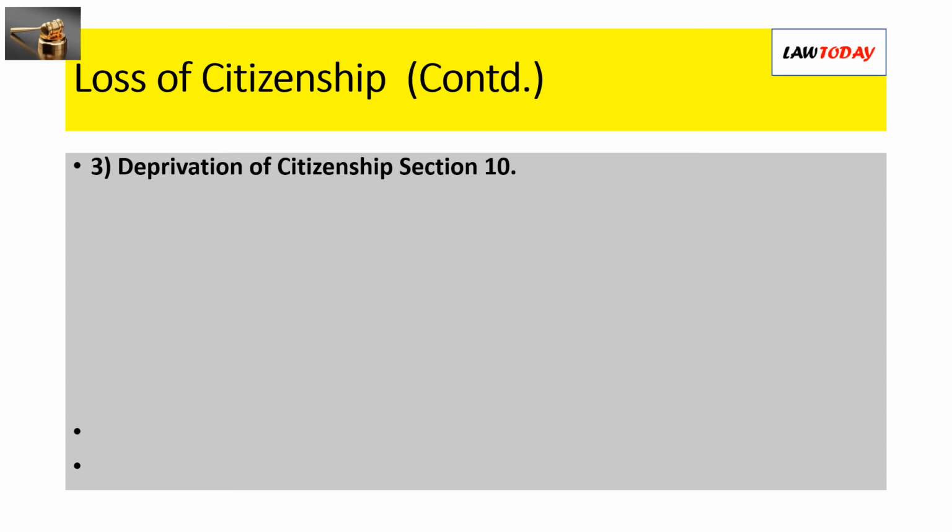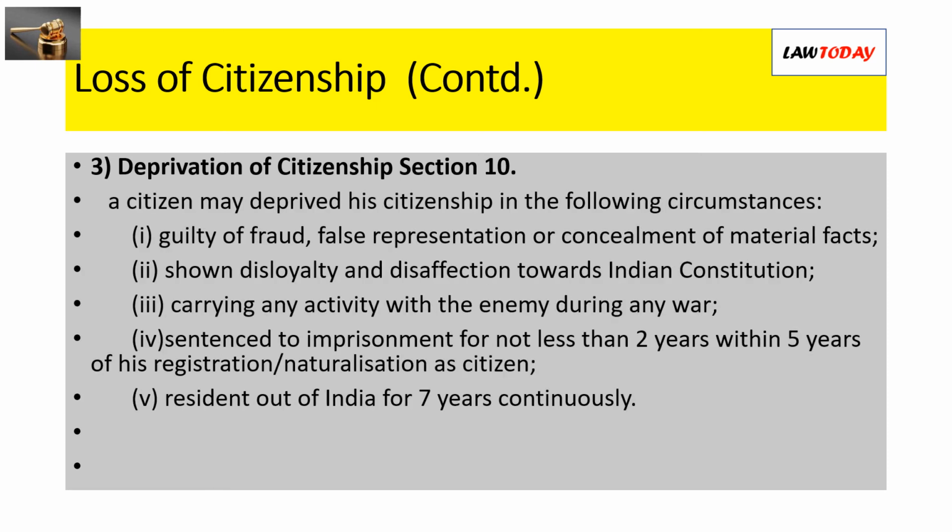Under Section 10, a citizen of India by naturalization, marriage, registration, domicile and residence may be deprived of his citizenship by an order of the central government under the following circumstances. Firstly, if the naturalization or registration was obtained by means of fraud, false representation or concealment of any material fact. Next, if he has shown disloyalty and disaffection towards the Indian Constitution, or if during a war in which India is engaged, he carries on any activity with the enemy, or if within 5 years of his registration or naturalization, he has been sentenced to imprisonment for not less than 2 years, or if he has been ordinarily resident out of India for 7 years continuously.